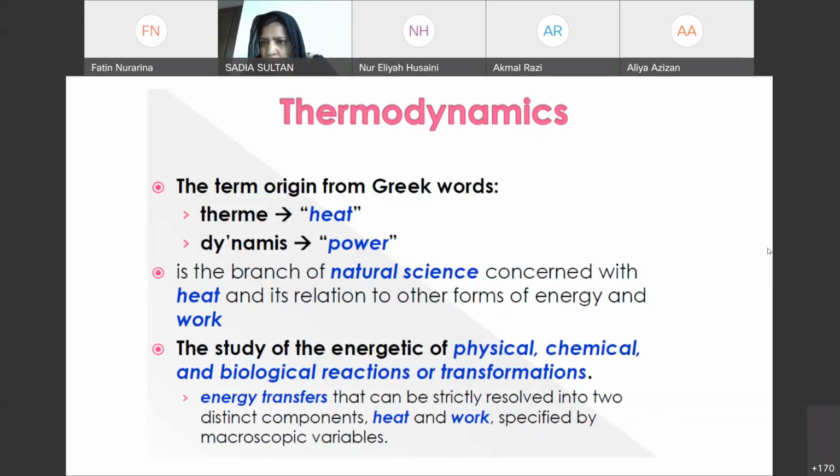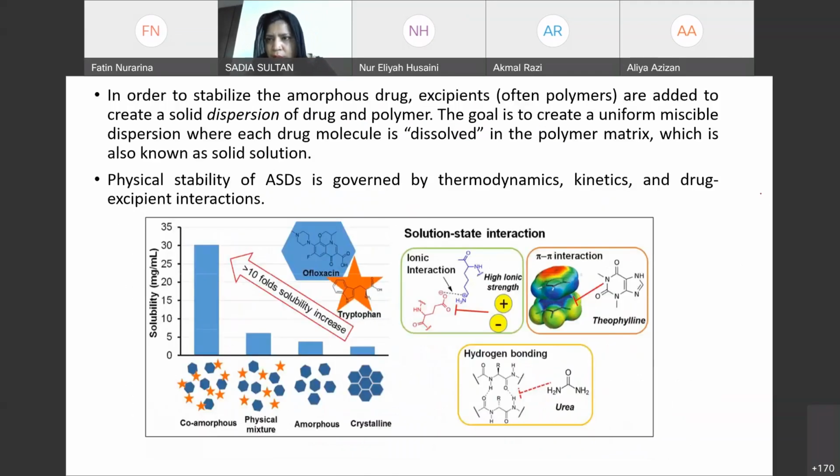Okay. How can tryptophan make ofloxacin become amorphous? Tryptophan disrupts the bonding in ofloxacin. Wait, I go to the previous picture. Okay. This is ofloxacin, right? And this is tryptophan. There is no chemical interaction between ofloxacin and tryptophan. This one you keep in mind.